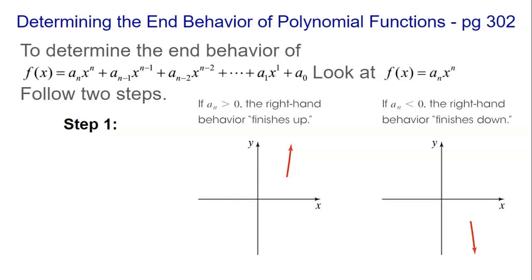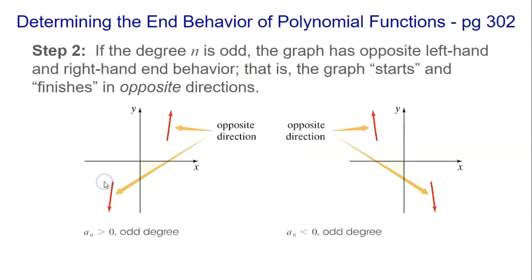And so we look at those two things, the leading term, to determine how the right side finishes. So if the leading term is positive, that means the right side is always going to finish up. If the leading term is negative, it's going to finish down. And I'll show you the visual of that in just a moment. So that's step one, and you can write that on page 302 if you're taking down some quick notes.